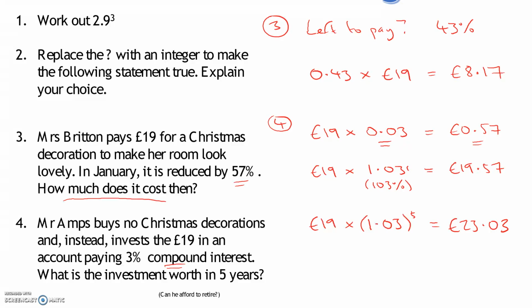So try and do those in that much quicker way. £19 times 1.03 to the power of 5. £22 and 3 pence.